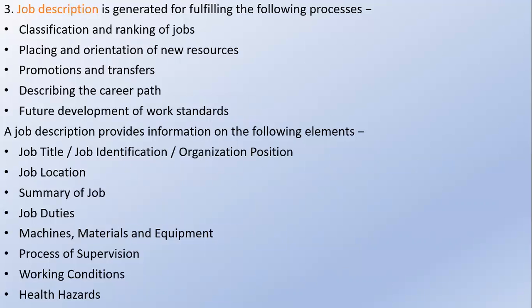Right? It provides information on the following elements: job title, job identification, his position in the organization, the location of the job, at which place, summary of the job, the duties of the particular person, the various machines, materials and equipment the person has to handle, right? The process of supervising, working conditions, health hazards, everything is mentioned in job description.